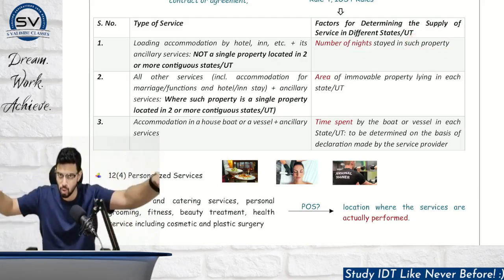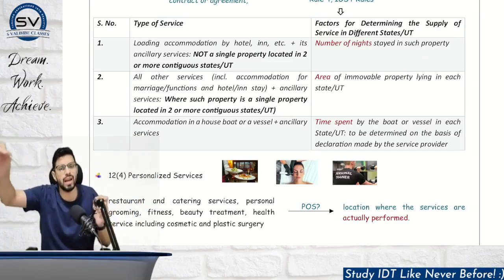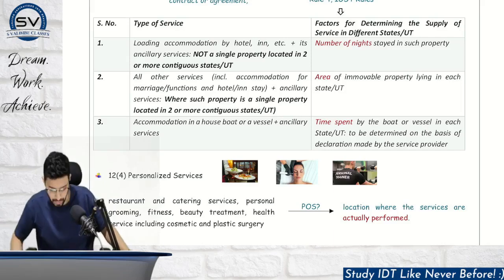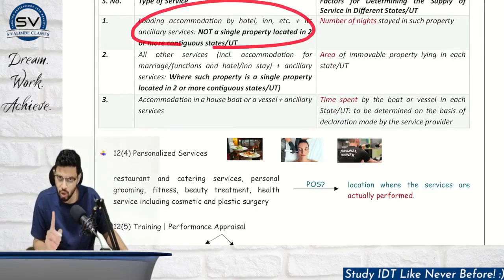Let's say the property is in 2 states, but the property is separate. In Delhi, I stayed 2 nights. In Chandigarh or whatever, Haryana, whatever it is, you stayed, let's say, 3 nights. So in that case, 2:3 will be the bifurcation ratio. That was the case when it was not a single property.